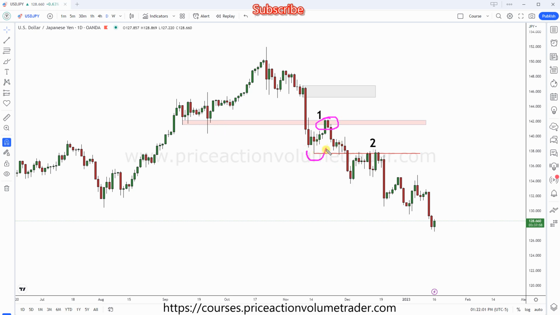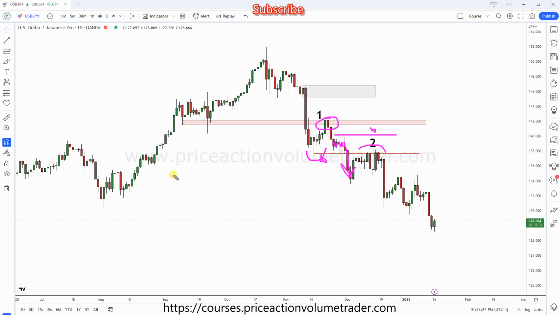And then second confirmation, this previous swing low that's support here now gets broken. And then this will be our entry. And then as far as our stop loss, well, we would just put it just beyond the up candles or the consolidation that led to this second break in market structure.